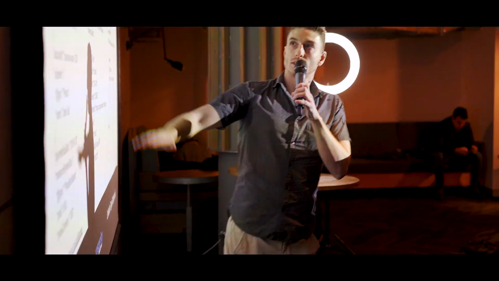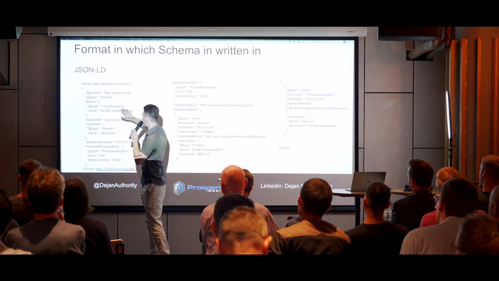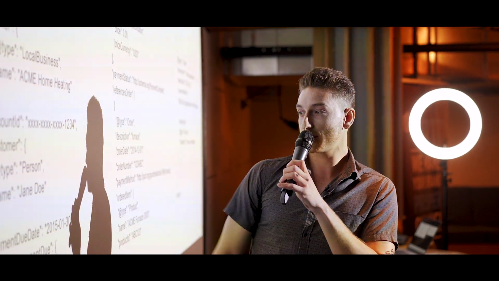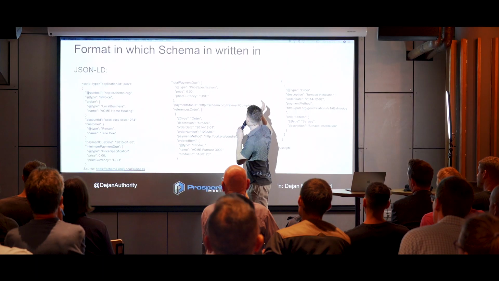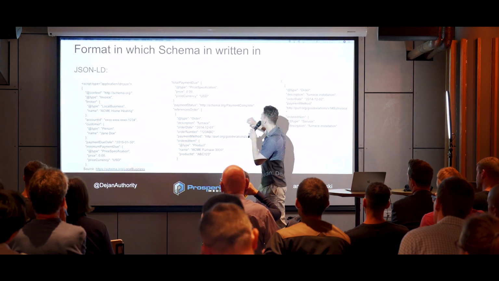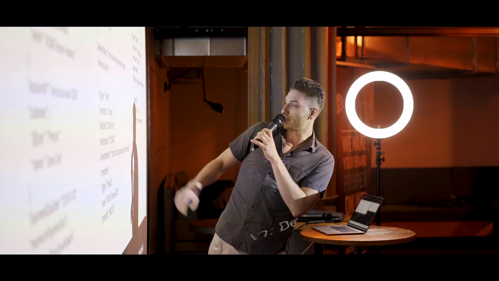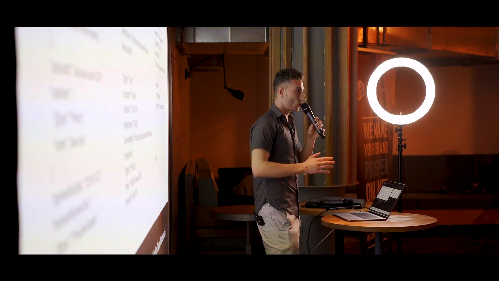But again, this is how schema is broken down. We've got local business. We define local business. We define person. We define price specification. We define payment complete. We define product, order, and service. You're really telling Google what the page is about, and this is a huge ranking factor.